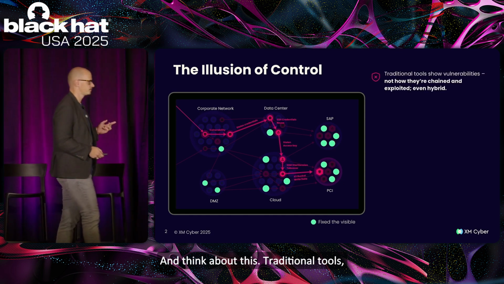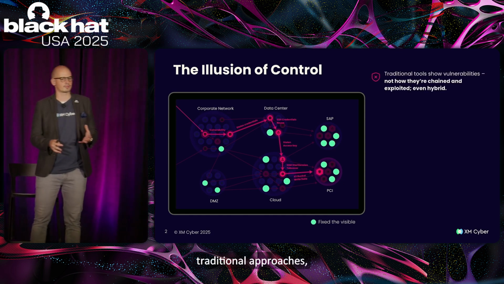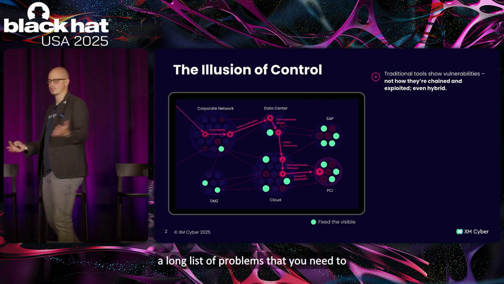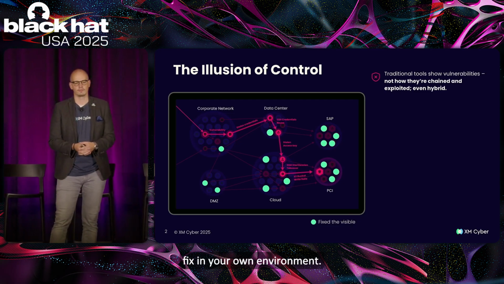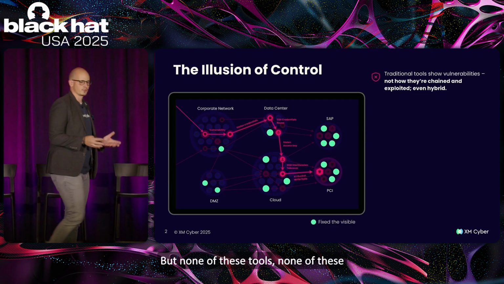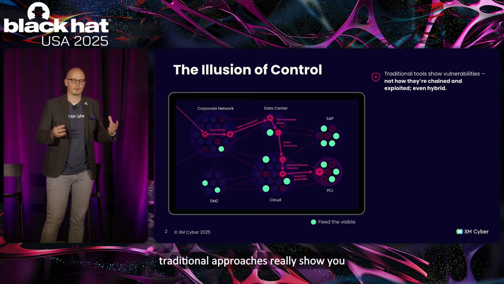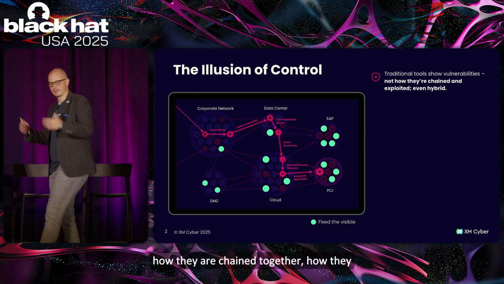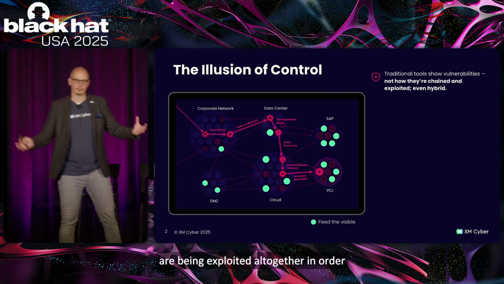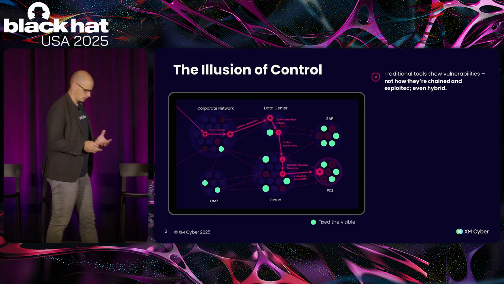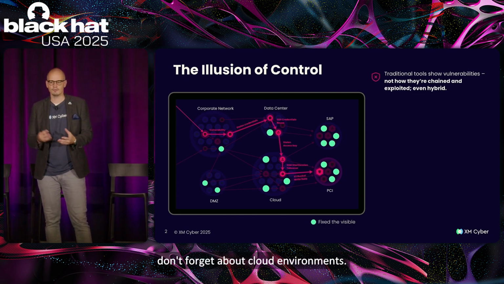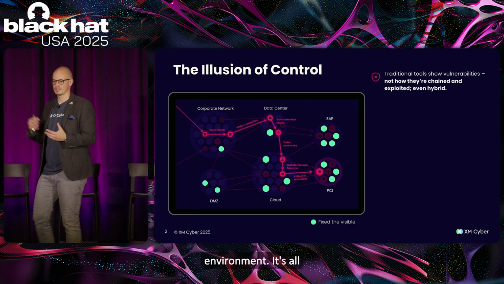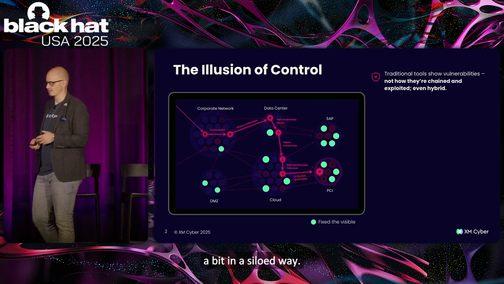Think about this. Traditional tools, traditional approaches just show you a long list of vulnerabilities, a long list of problems that you need to fix in your own environment. But none of these traditional approaches really show you how security problems, and let's stick with the example of vulnerabilities, are chained together and exploited all together in order to form an attack path. When we speak about vulnerabilities, don't forget about cloud environments. There is no CVE involved in a cloud environment. It's all configuration, right? We're still thinking a bit in a siloed way.